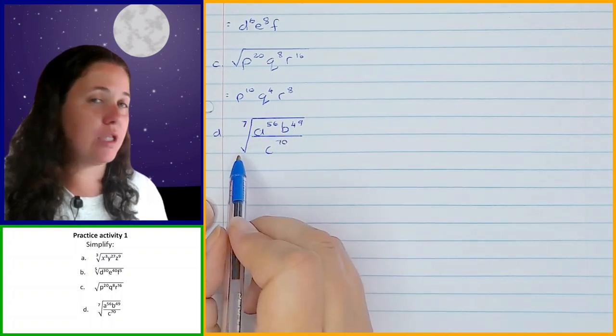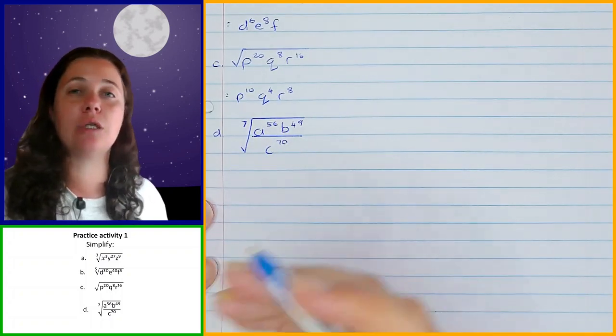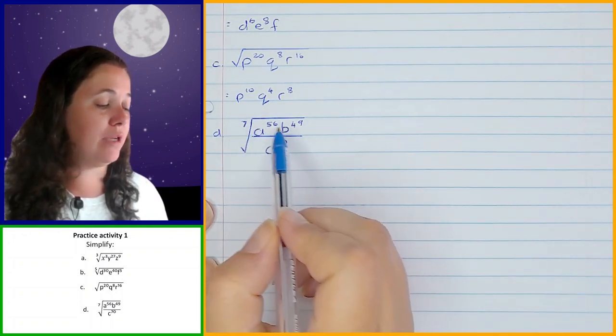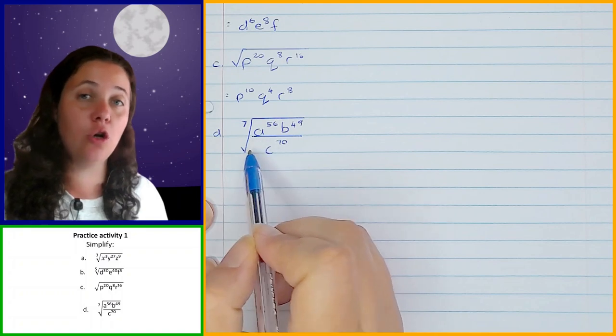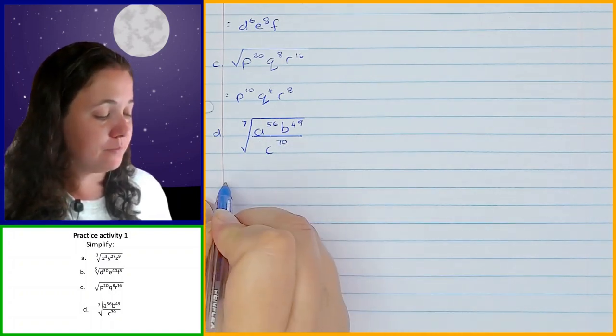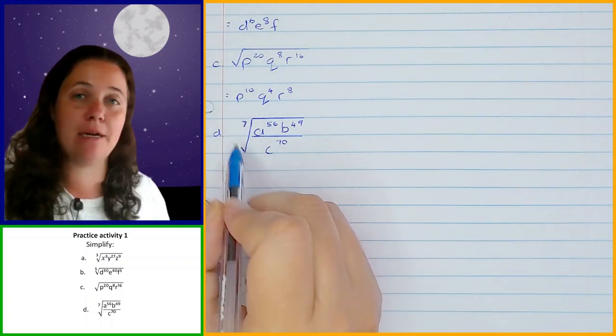And then the last one, this one was a little bit more complicated in that it has a fraction inside, but it's still the same rules apply. We're still going to apply that rule to every single factor inside here, and that includes factors that are at the bottom of the fraction, the denominator. So over here, I'm going to start off with my a. I'm dividing by 7 because I'm finding the 7th root.